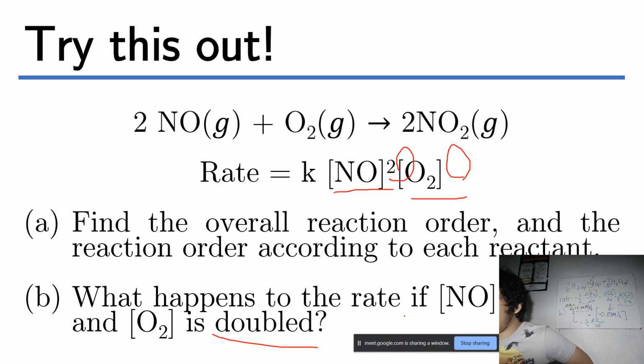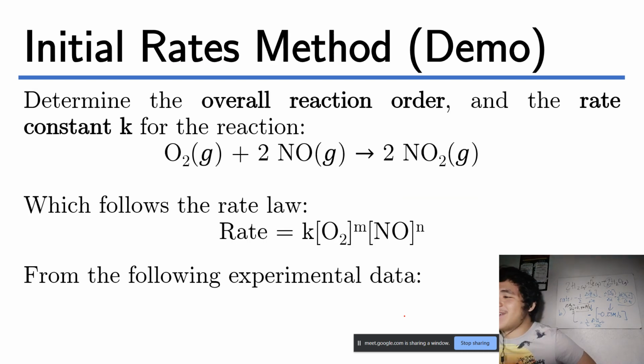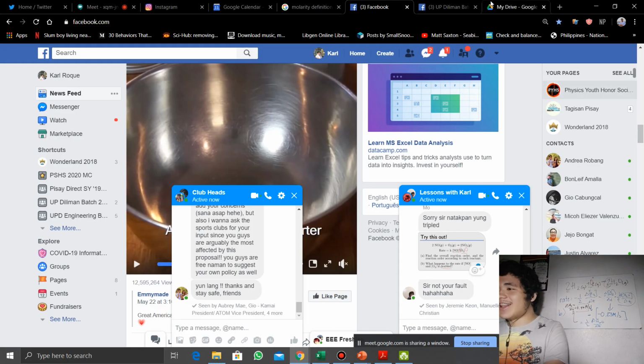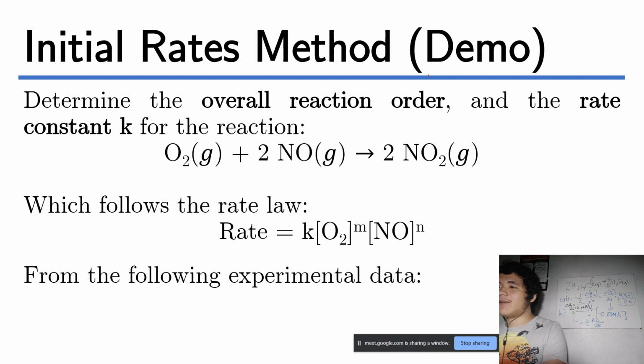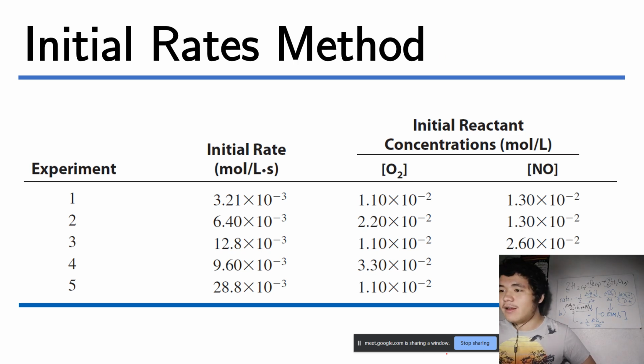Okay, let's go. Initial rates method. This is one of the main parts. Determine the overall reaction order and the rate constant for this reaction. It follows the rate law like this, from the following experimental data. It says these are all determined experimentally. So, I'm going to demo.